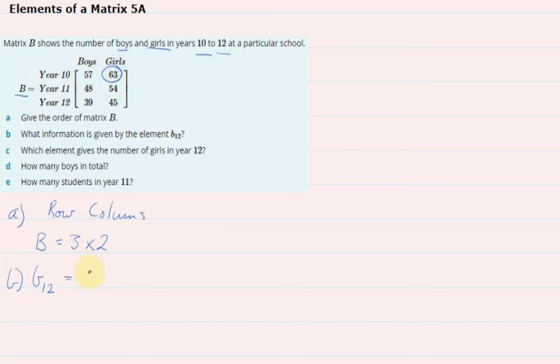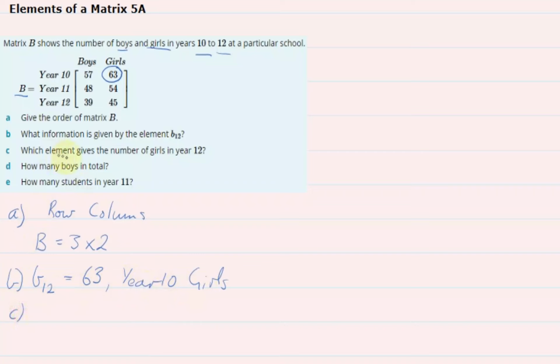So what information is given by it? Well, the number is 63. But we have to remember that that's not actually the information. That's just a number. It has no meaning unless we give it some sort of description. So there are 63 year 10 girls. Be specific about your answer. Row 1, column 2, there are 63 year 10 girls, or the specific information is that that element is made up of year 10 girls.